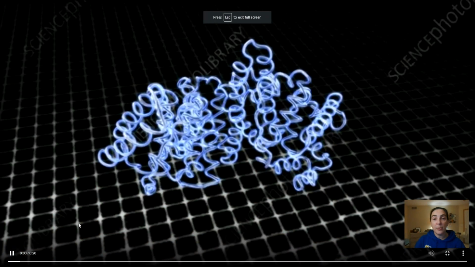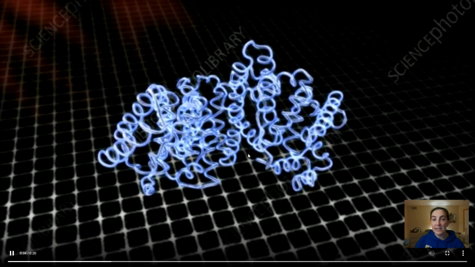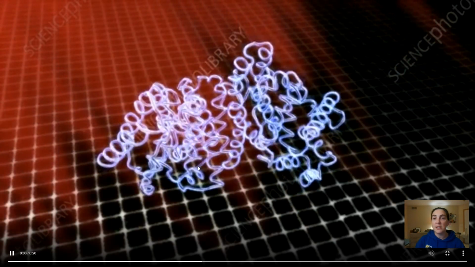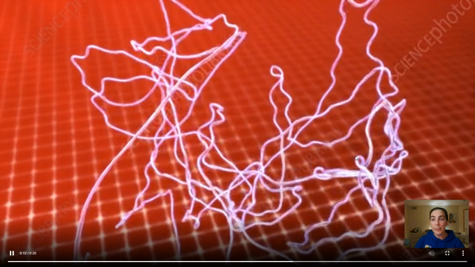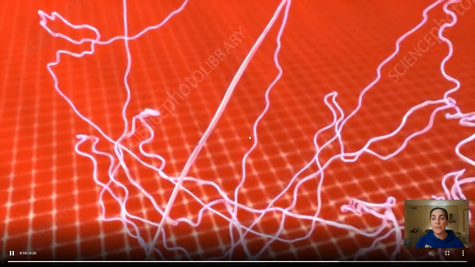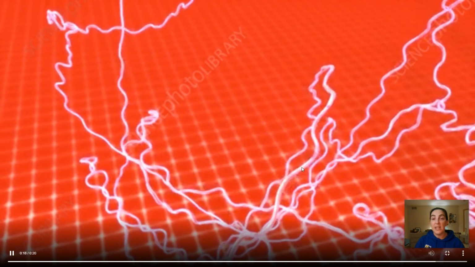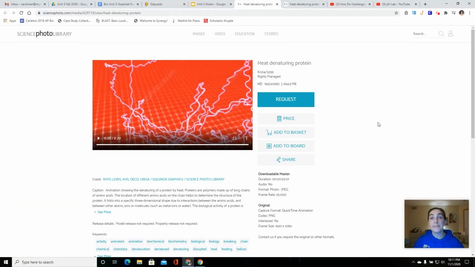So this is showing a protein in its three-dimensional conformation. You can see some alpha helixes in there, and it's all folded on top of itself. And you can see it's starting to move faster and faster. As things heat up, the molecules move faster, which eventually breaks the hydrogen bonds holding it together. And you can see that whole protein just kind of came apart.